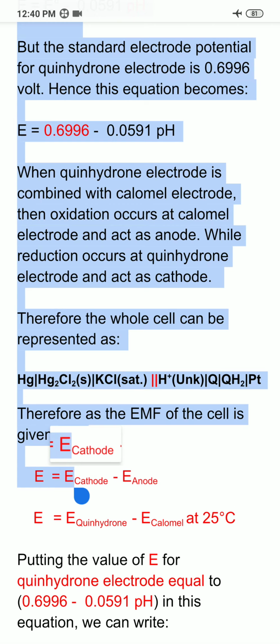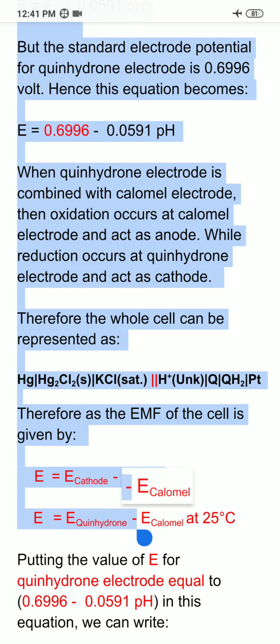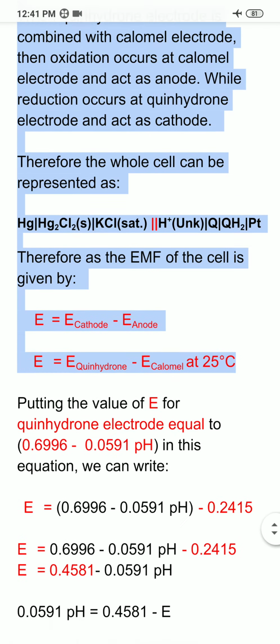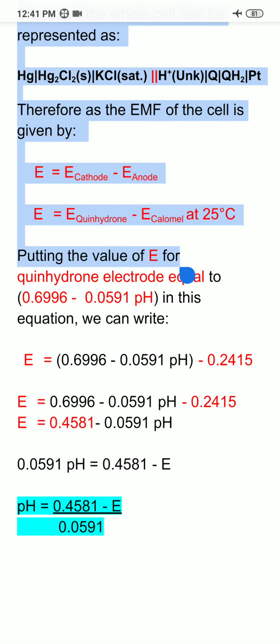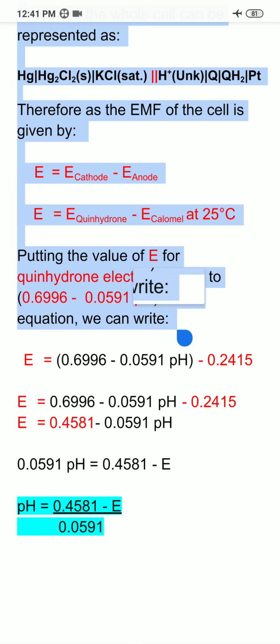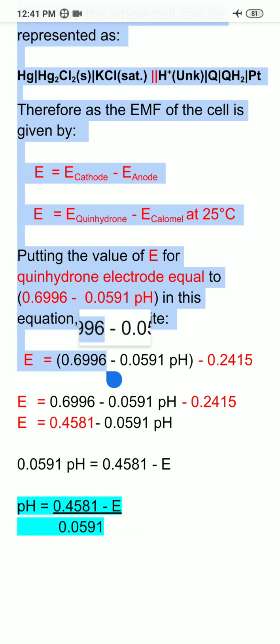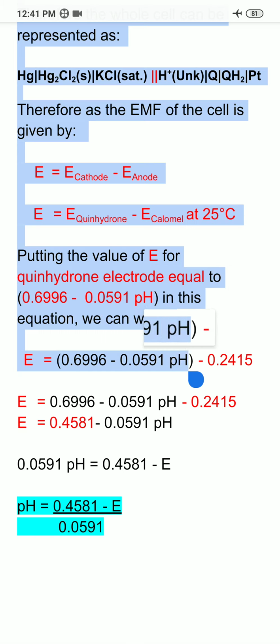But we know that the EMF of a cell is given by E cathode minus E anode, but as in this case, quinhydrone electrode acts as cathode and calomel electrode acts as anode. So I can write E equal to E quinhydrone minus E calomel at 25 degree centigrade. Now putting the value of E for quinhydrone electrode equal to 0.6996 minus 0.0591 pH, in this equation we can write E is equal to 0.6996 minus 0.0591 pH minus 0.2415.